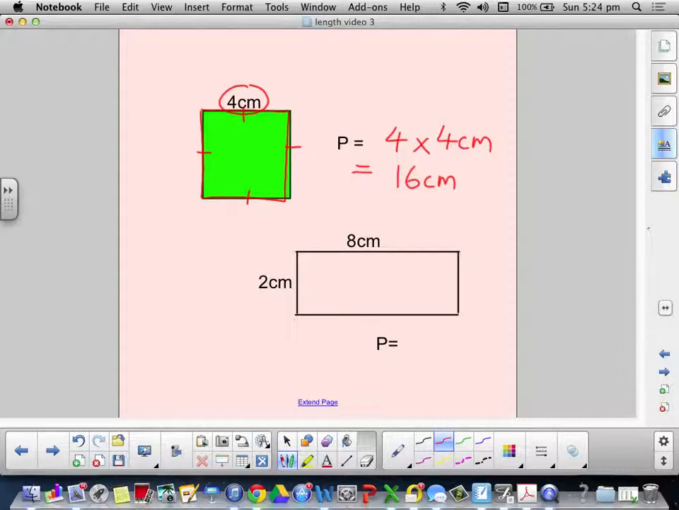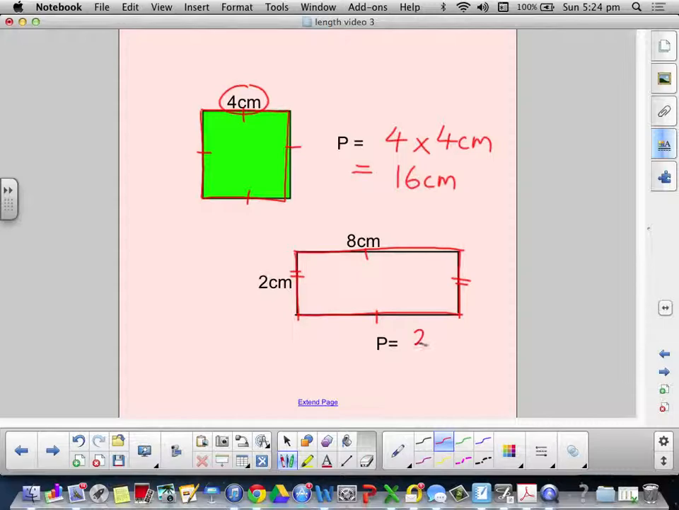Okay, well let's look at a rectangle here, and there's a little trick to this one as well. The rectangle has, of course, 2 sides that are equal in length, and we have 2 other sides that are equal in length. Okay, so we want the total distance around the outside of the shape, so we can add 8 here and 8 here, and we know we've got 2 there and 2 there, so there's various ways we could do it.